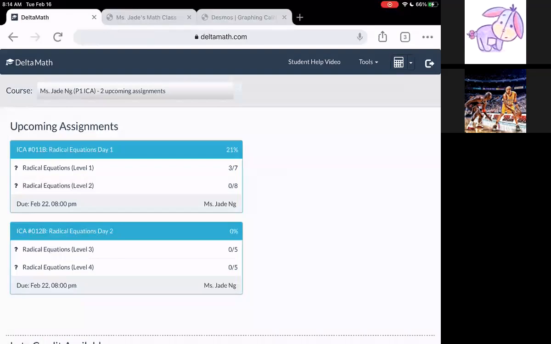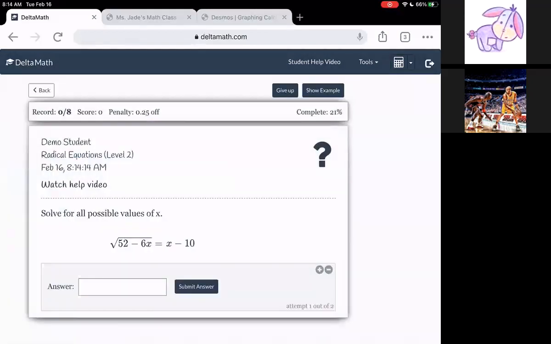So for this category, which is radical equations level 2, let's go ahead and get started on this one. It's pretty similar. As you can see, the radical is already isolated. So we have the square root of 52 minus 6x on the left side all by itself. And on the right side, we actually have another x. It says x minus 10.